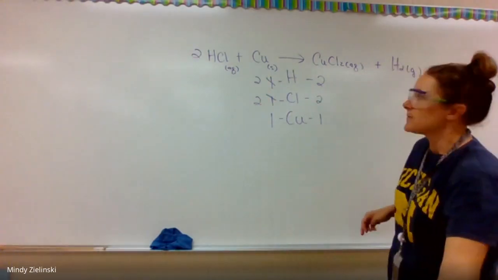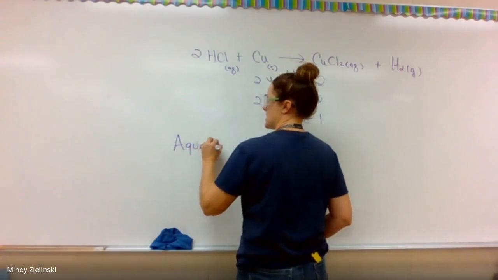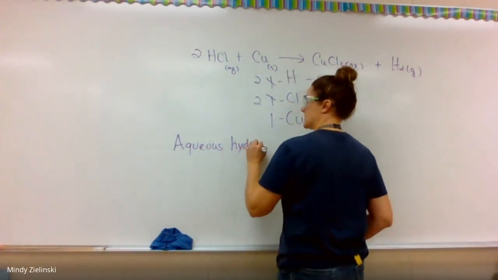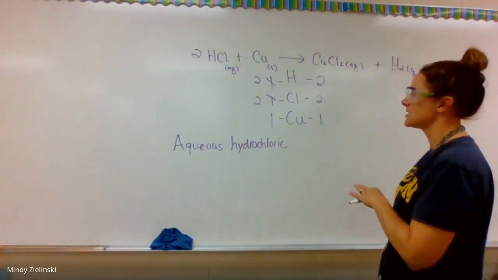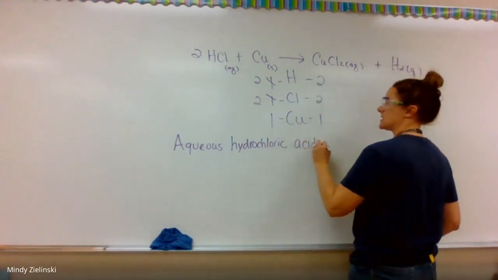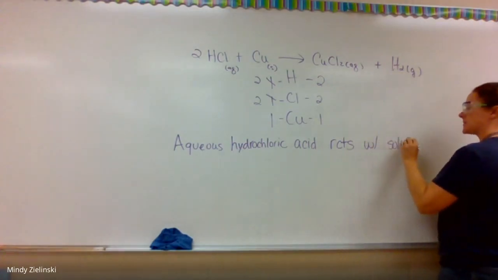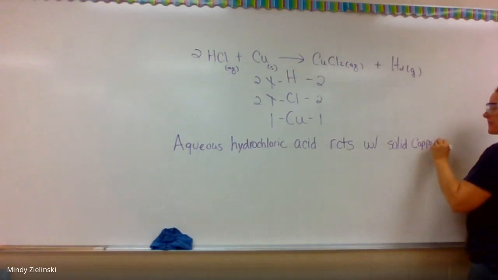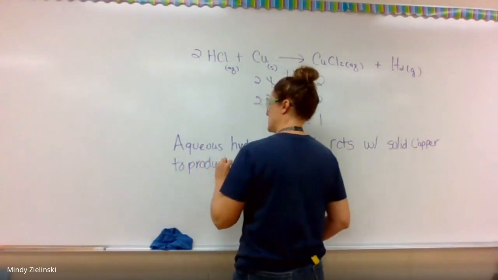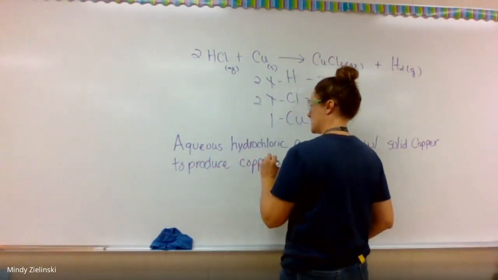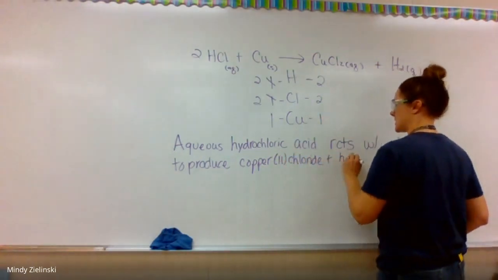All right, what would we be writing for this? Well, I want to use my states of matter and practice with nomenclature. Aqueous hydrochloric acid. And nothing wrong with you guys pausing, trying to do this on your own, and then coming back and checking your answers. So aqueous hydrochloric acid, I'm going to abbreviate reacts with solid copper to produce copper 2 chloride and hydrogen gas.